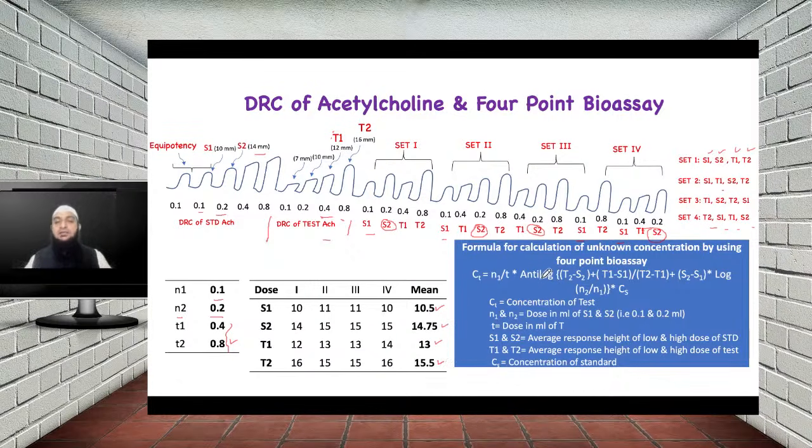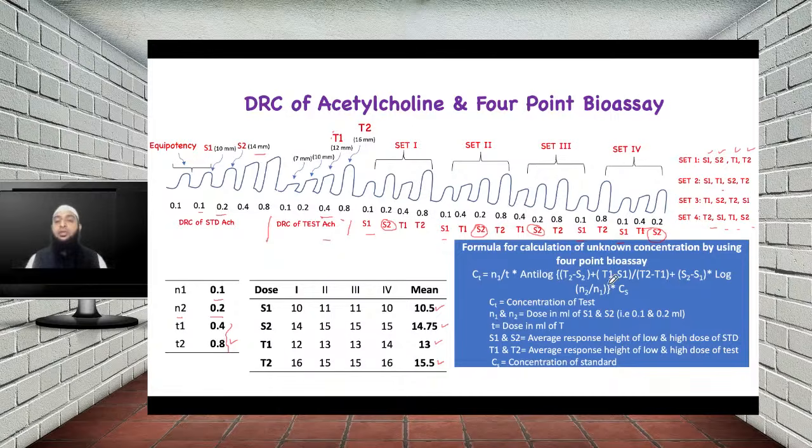Now you can see there is a small n1. Small n1 is the dose, that is 0.1 ml of the standard that you have selected. Small n2 is the 0.2 ml standard dose you have selected. Then small t1 is the smaller dose of the test that you have selected, that is 0.4 ml, and small t2 is the 0.8 ml dose that you have selected for the test.